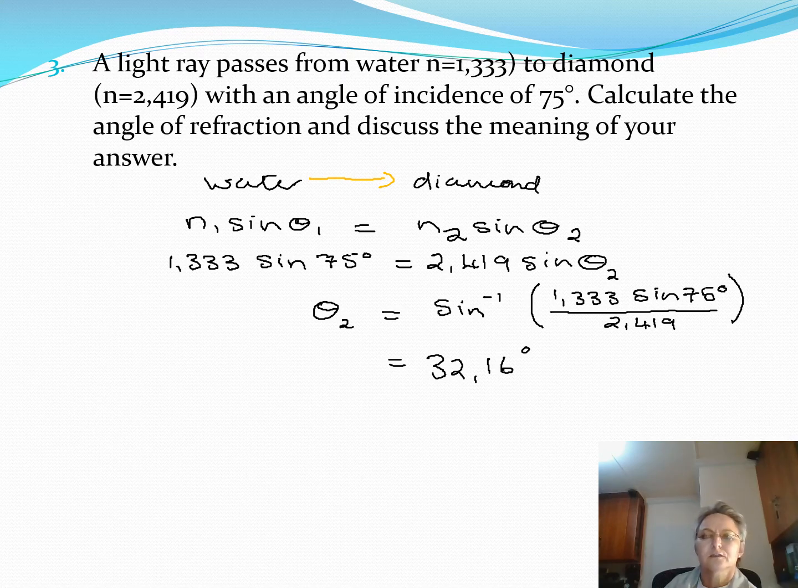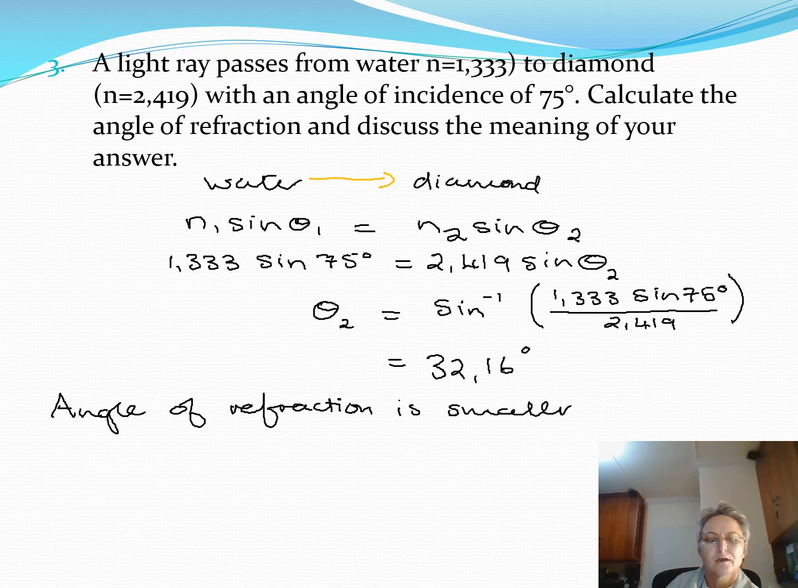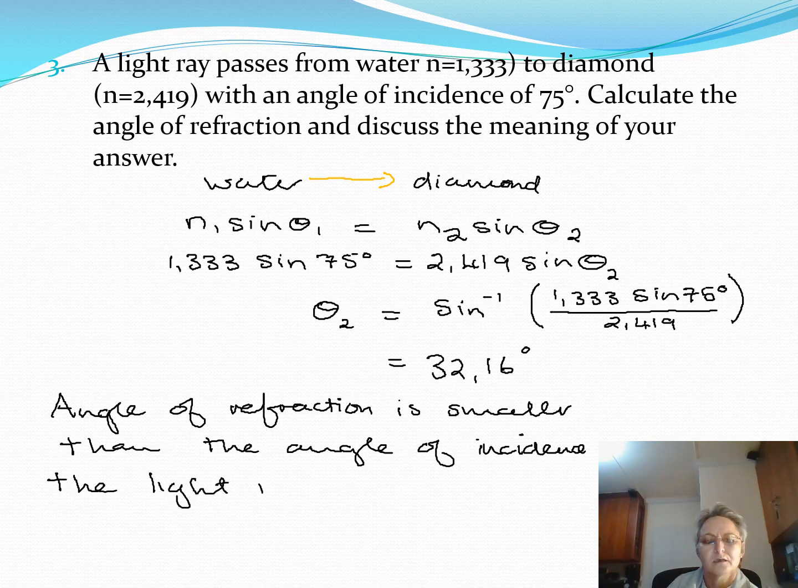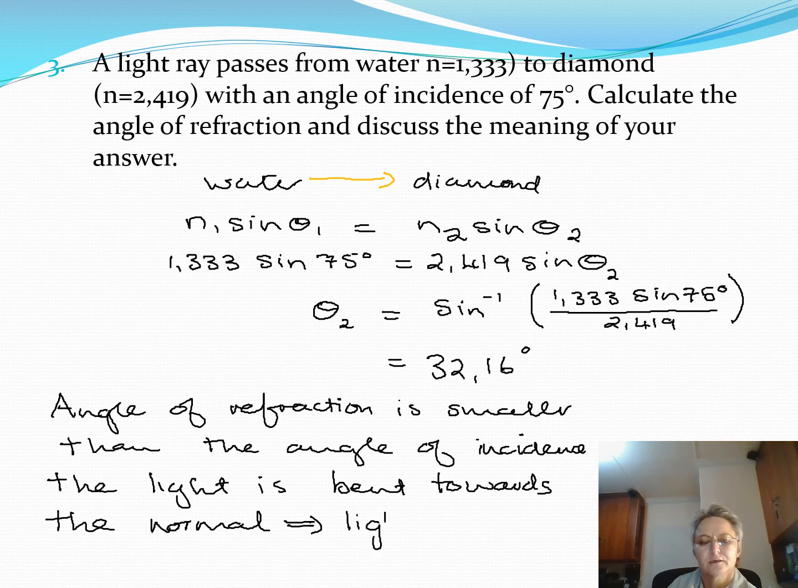So what is the significance of this answer? If the angle of refraction is smaller than the angle of incidence, the light is bent towards the normal, and that implies that the light slows down when it moves from water into diamond.